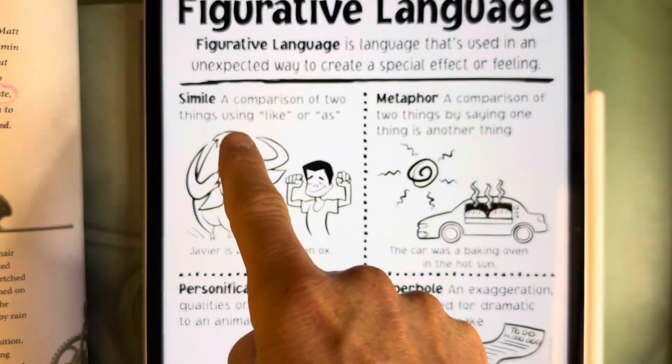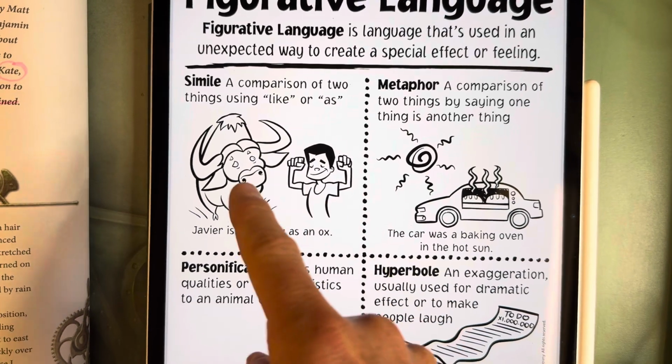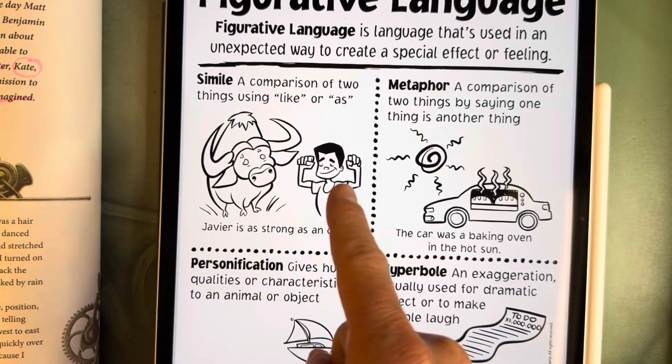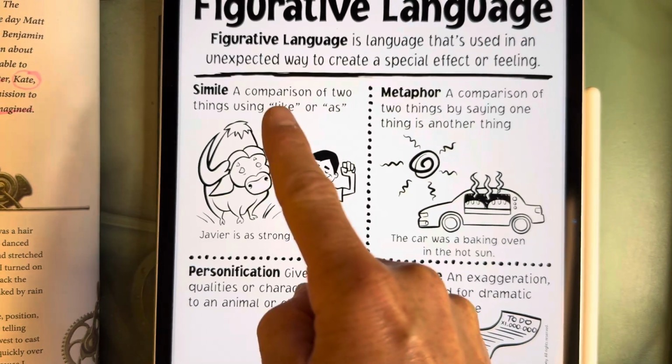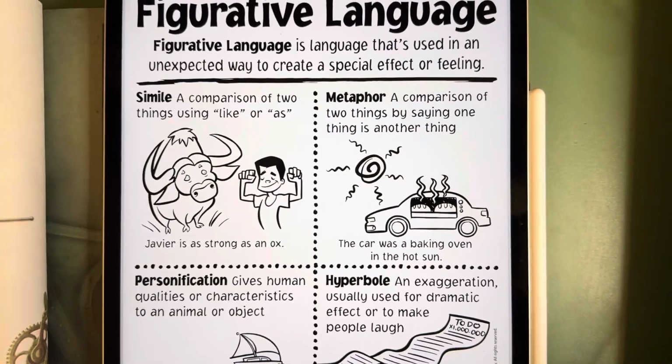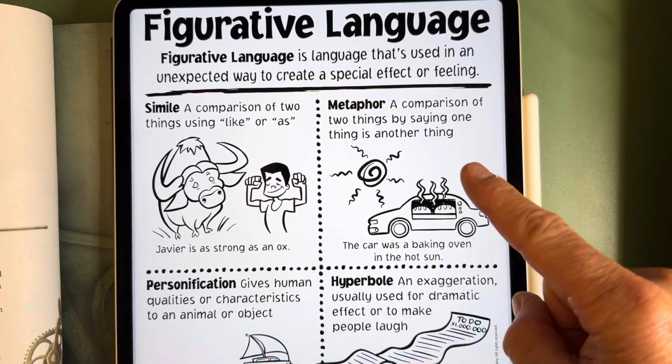So one way is a simile. So it's Javier is as strong as an ox. So Javier is not an ox, but he's as strong as an ox, or he is strong like an ox, all right? Metaphor, a comparison of 2 things by saying one thing is another thing.